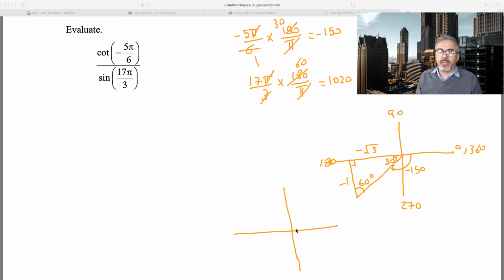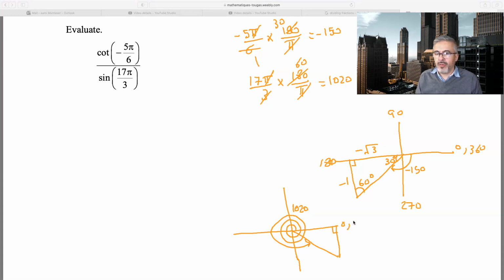1020. So 1020, basically, if you go one round, is 360, another round is 720. 1020 minus 720 is 300, so you have to go 300 more. So that will put you right here, and that's where the angle is. Bring a vertical. So this is 1020.